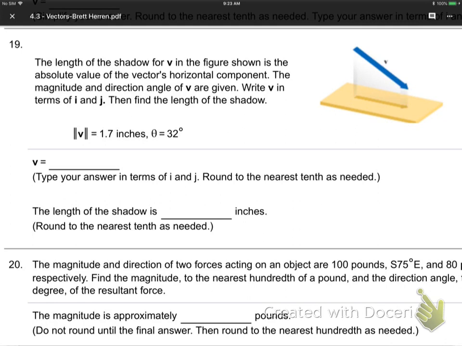Length of a shadow. V for the figure is absolute value. The magnitude and direction are given. Write V in terms of i and j, then find the length of the shadow.